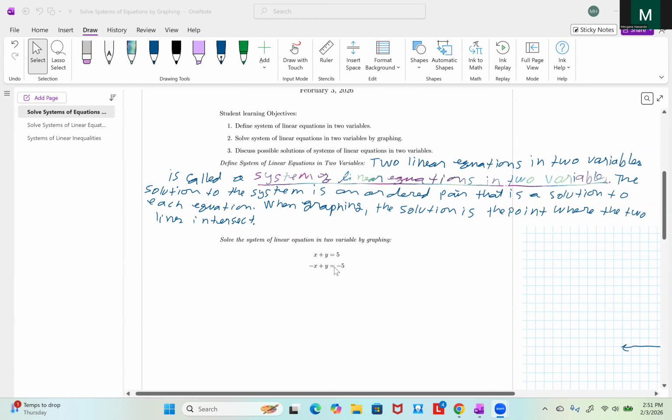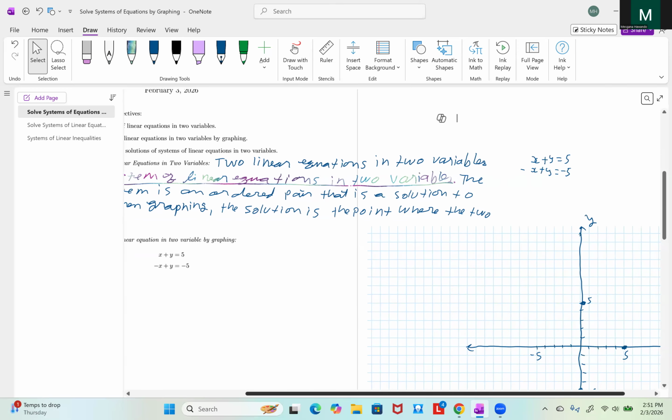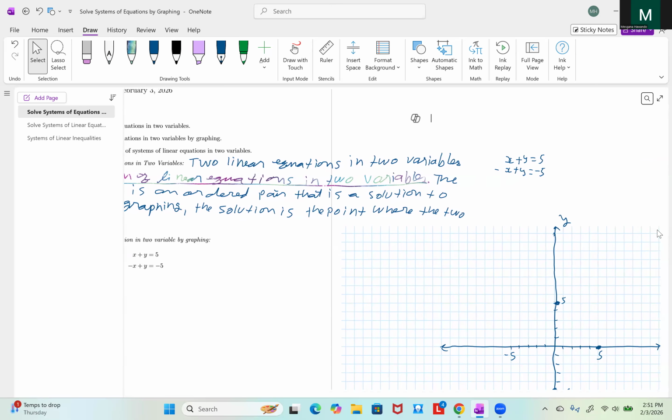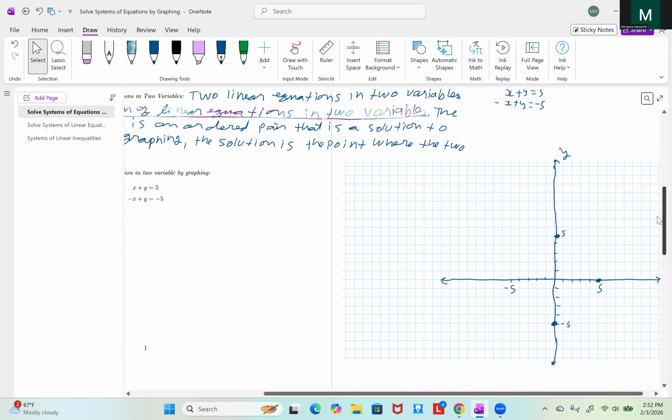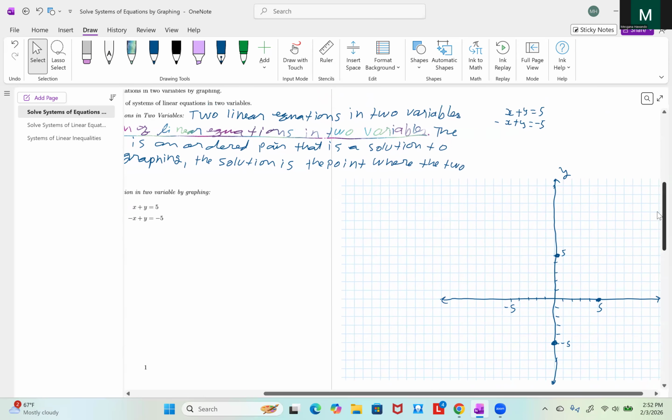So we have the following equations in the system, and we want to solve it by graphing. The point where the two lines in the system intersect will be the solution. So we're going to graph x plus y is equal to 5, and minus x plus y is equal to minus 5. We have a rectangular coordinate system here, and we're going to graph each line by using its x and y intercepts.